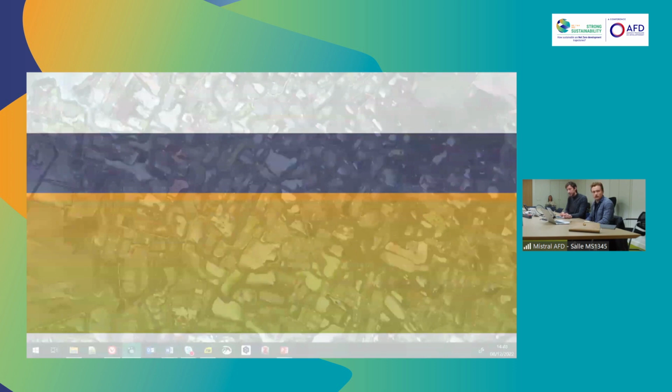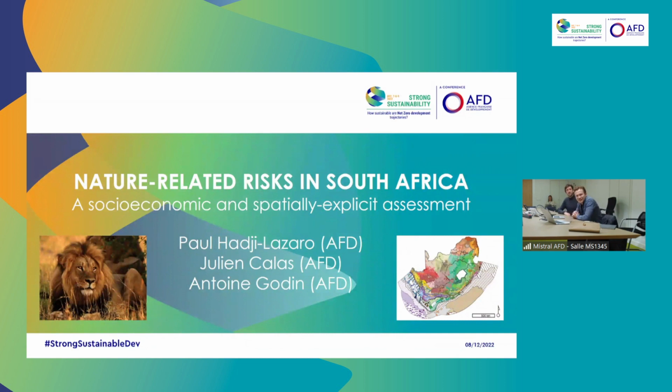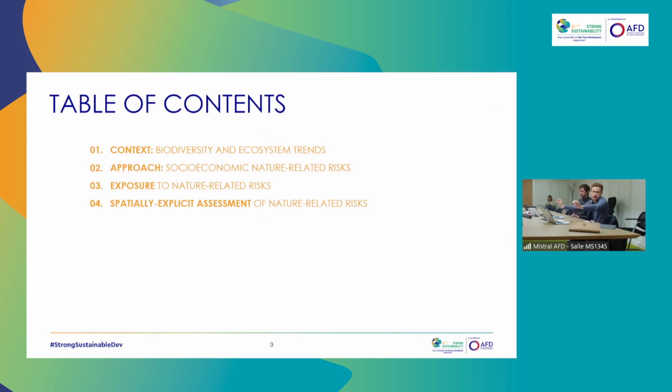So I hope to connect those previous talks to a more economic issue, and I think there are a lot of connections that we can discuss afterwards. First, briefly, the way I will approach the issue today: some really brief elements of context, the general approach to assess nature-related risk in South Africa, and then two types of results. First, exposure results, which I will explain later, and then some spatially explicit results.